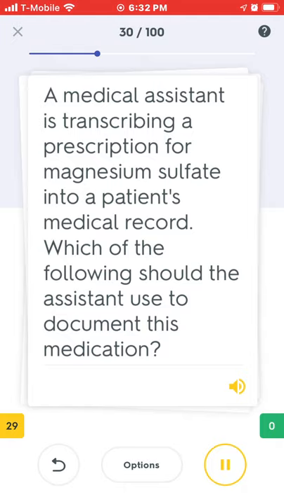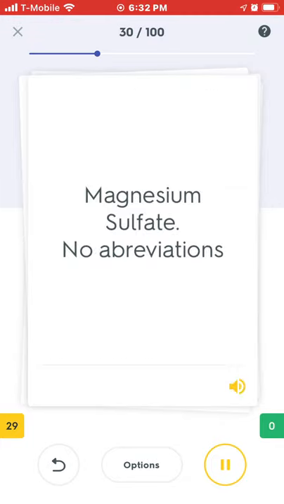A medical assistant is transcribing a prescription for magnesium sulfate into a patient's medical record. Which of the following should the assistant use to document this medication? Magnesium sulfate. No abbreviations.